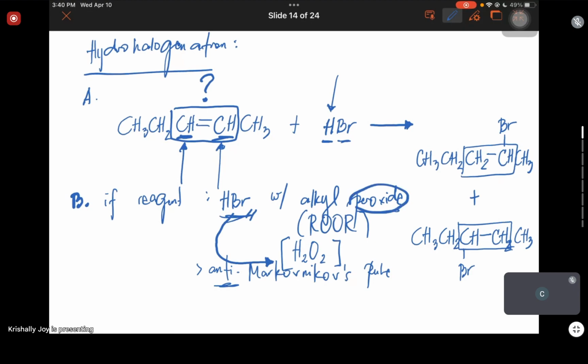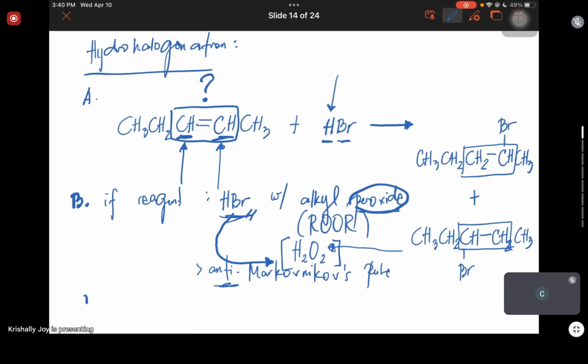It is because the presence of the peroxide here will counteract the regioselectivity of the electrophile being added. It counteracts the supposed selectivity of attachment of the electrophile. Instead of following Markovnikov's rule, it counteracts it. So, anti-Markovnikov's rule. That is mainly because of the presence of the peroxide. Again, it counteracts the regioselectivity of the incoming electrophile.